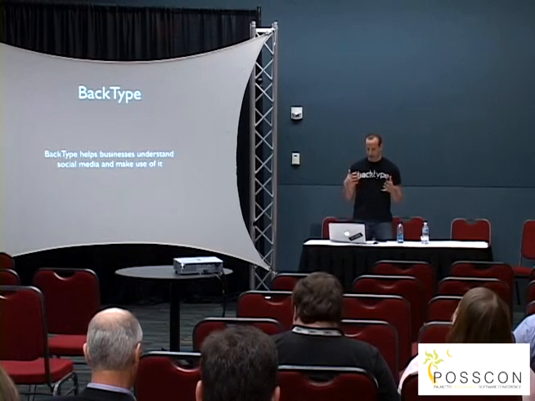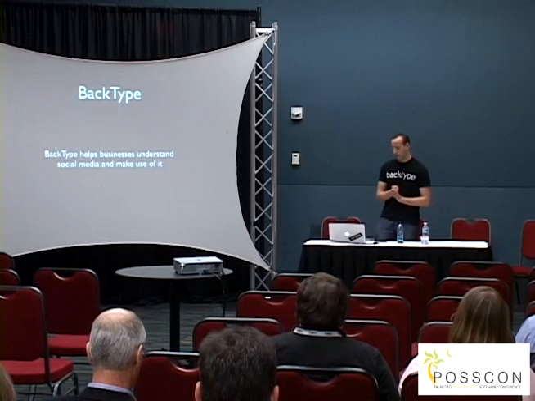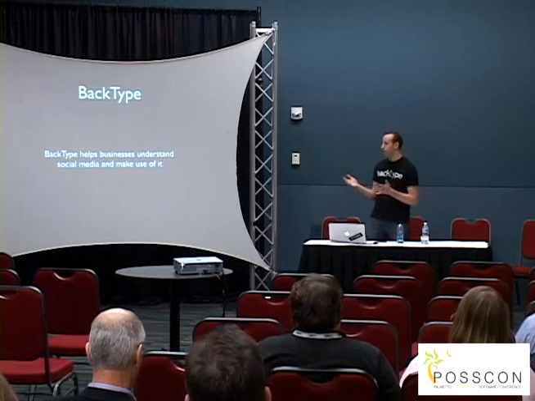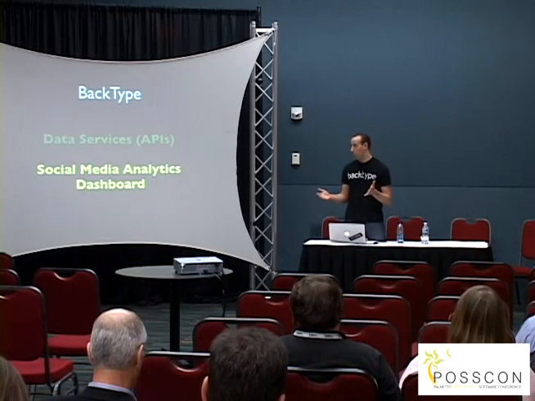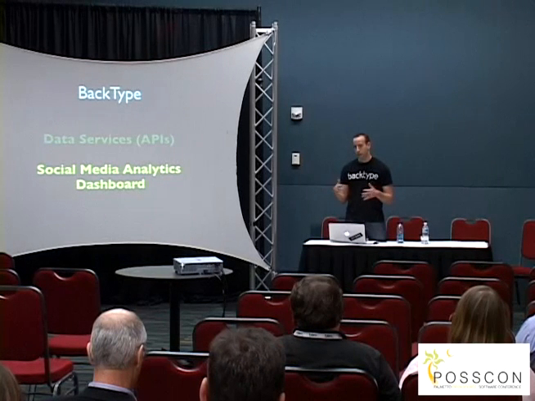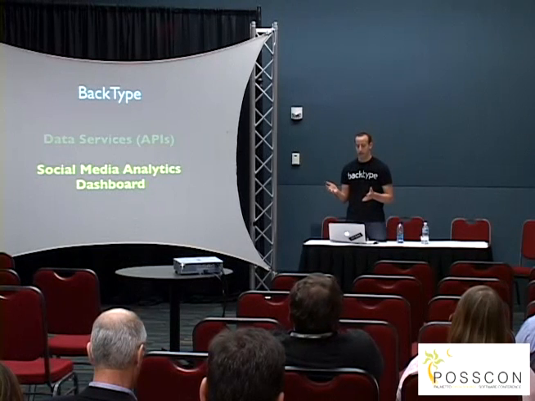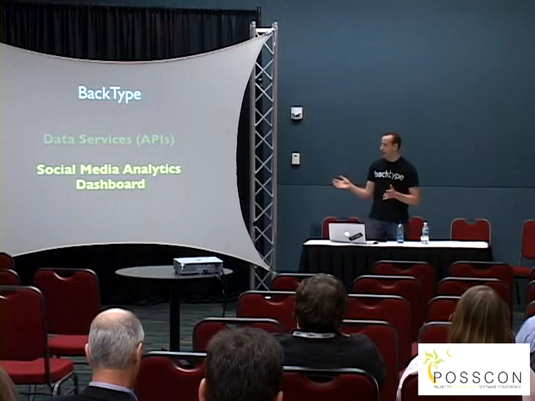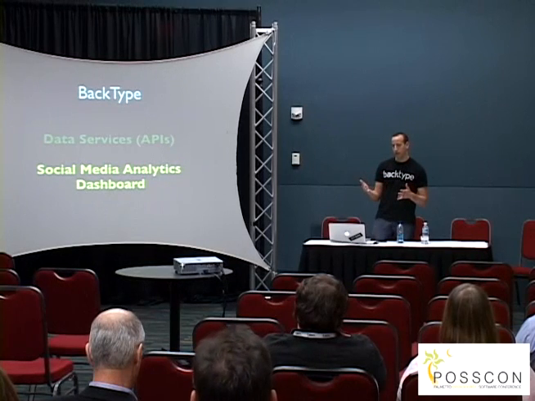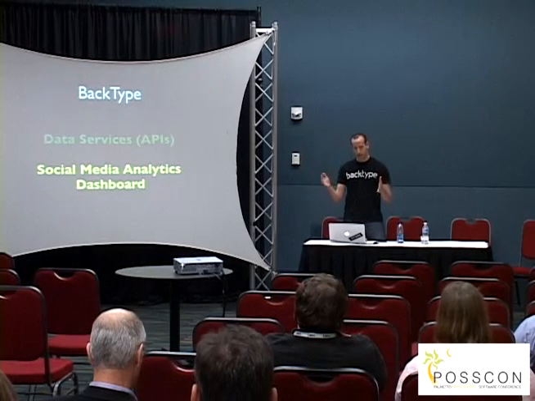So first, let me illustrate what BackType is. What does our company do? We help businesses understand social media and make use of it. We build 2 things. One is data services. We provide a bunch of APIs so people can integrate our social data into their products. This is used by hundreds of companies, including the Wall Street Journal, New York Times, Bitly. And then what we're really focused on is this social media analytics dashboard. This is a place that a marketer can come to just measure their social media impact.